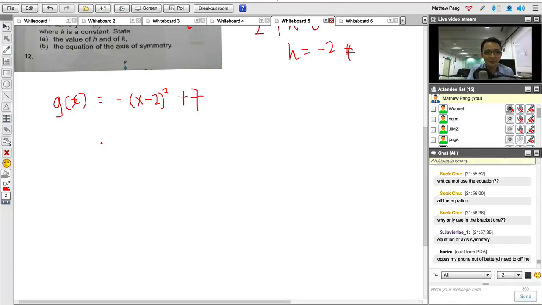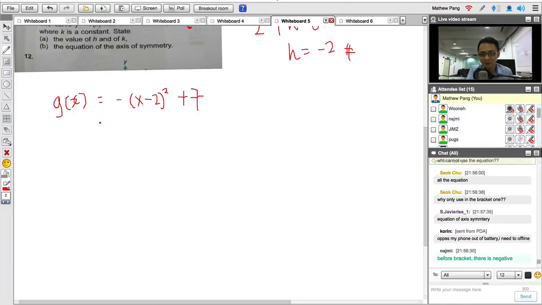All right. For this one, I want to sketch it. Before the bracket there's a negative. Okay, to sketch this graph, first of course I need to find out whether it has a maximum or minimum. What does this negative tell me? This negative over here tells me it has a maximum point, because a is less than 0. If this is the maximum point, the point will be (2, 7).